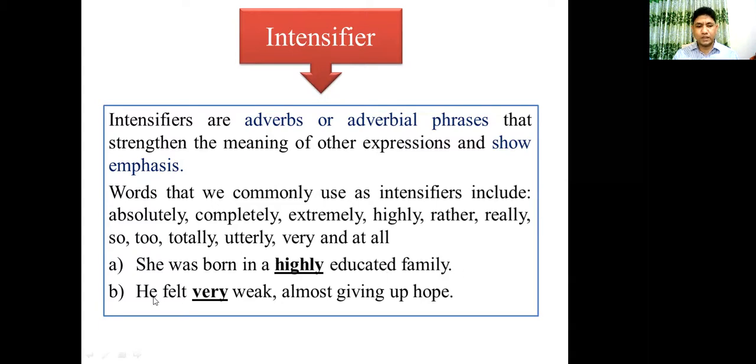Okay. Next one is: he felt very weak, almost giving up hope. So weak is an adjective here and very is an adverb here, and it is used as an intensifier to modify weak, to put emphasis. Okay, that means that he is very weak. He felt very weak.